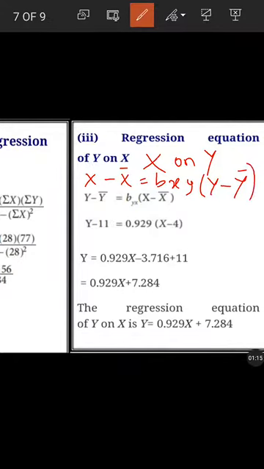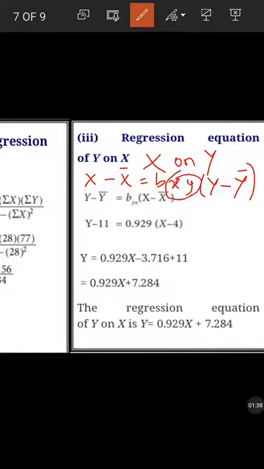So I told you that you can remember it in a simple way. You can see that x on y, so on the left hand side we have got x, and y we have on the right hand side. So x on y means the equation is x minus x bar is equal to bxy. So you can note the difference here. Here bxy means it is x on y.